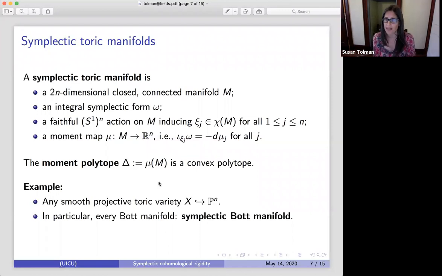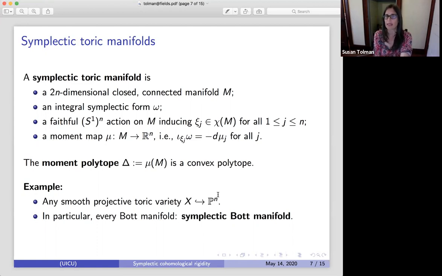And when I say projective here, I'm actually going to assume that my manifold X is given as a subvariety of P^n. So if you prefer, you can say it has a very ample line bundle, but I'm sticking with thinking of it as a projective variety. In particular, and I should say for this one, there's actually a converse: every symplectic toric manifold is a smooth projective toric variety. So you can really look at these things as almost equivalent. And in particular, every Bott manifold.